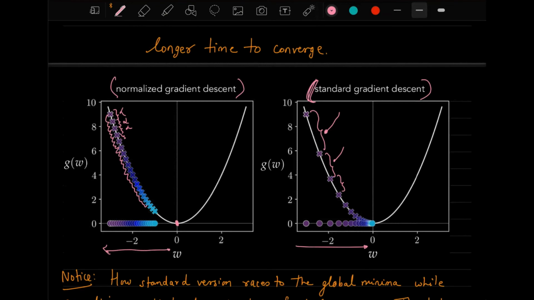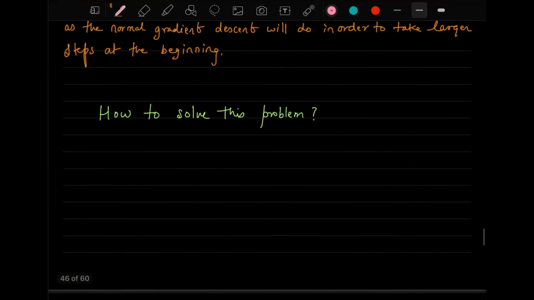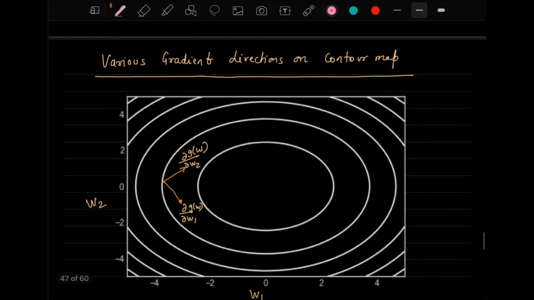We have made the gradient vector a unit normal, so the only thing the step size depends upon is alpha. That is the problem with normalized gradient descent, that it takes a lot of time to reach the minima, whereas the standard one converges faster. So in order to avoid this situation, let us recall this diagram which I had shown you.